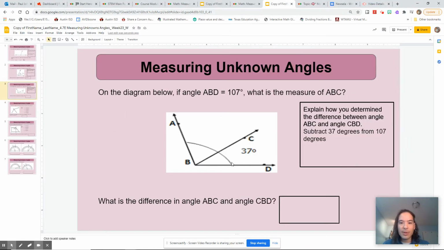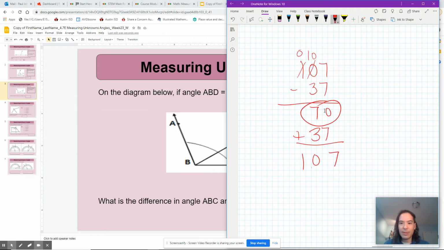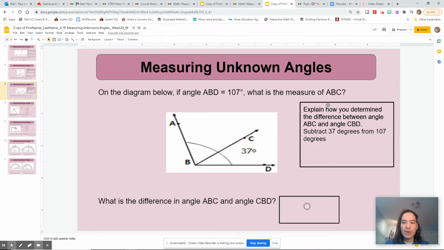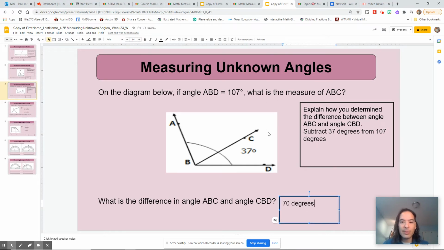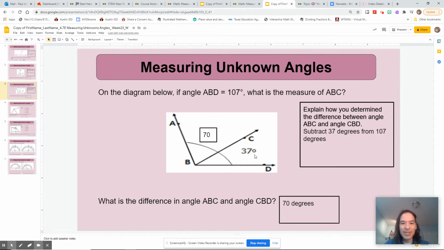All right. So if you take 37 away from 107, you get 70. So we have an answer of 70 degrees for our angle ABC. ABC has a measure of 70 degrees. If we were going to put that in here to match what they have already, it'd be like that, except I don't have a degree sign. So 70 plus 37 obviously equals 107.